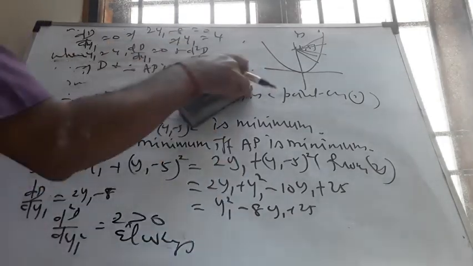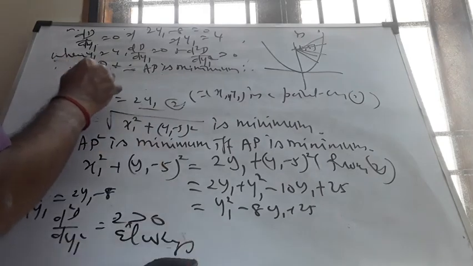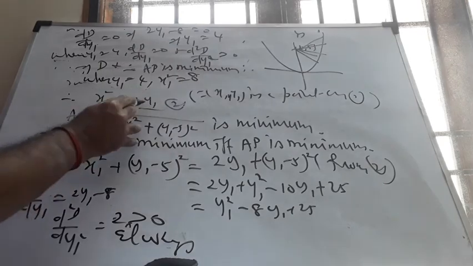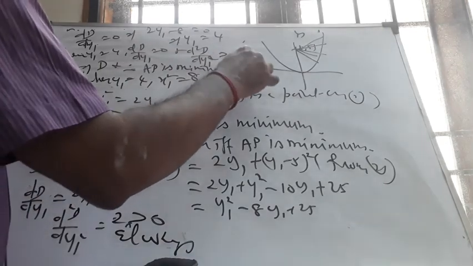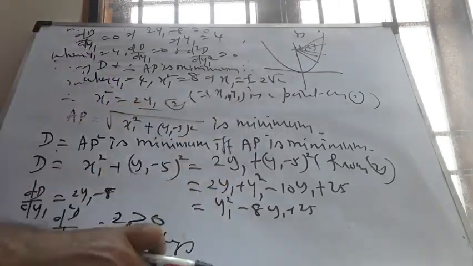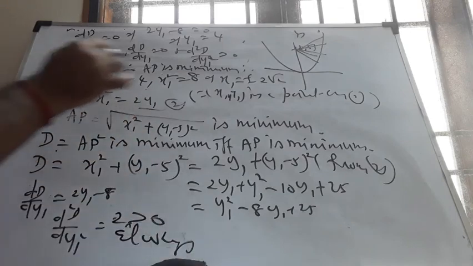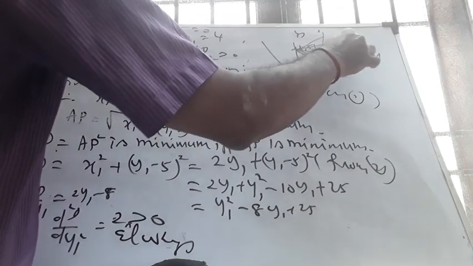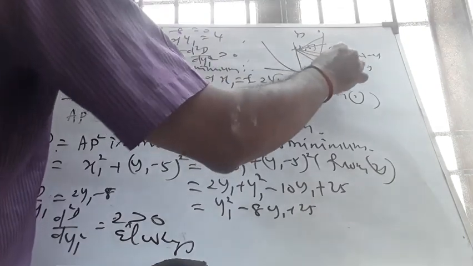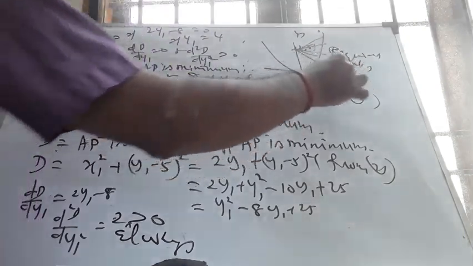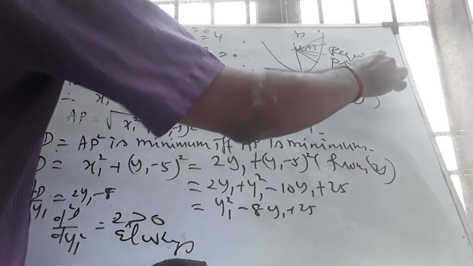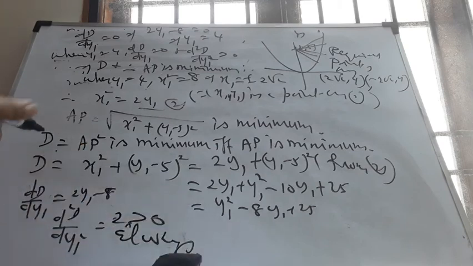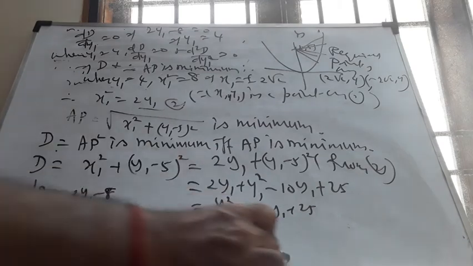Now when y1 is equal to 4, I get x1 square is equal to 8, which implies x1 is equal to plus or minus 2 root 2. Therefore, I get 2 points, namely the required points are (2 root 2, 4) and (minus 2 root 2, 4). There are 2 points which are closest to the given point (0, 5).